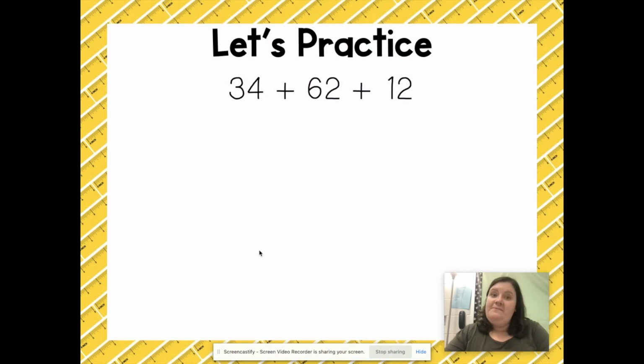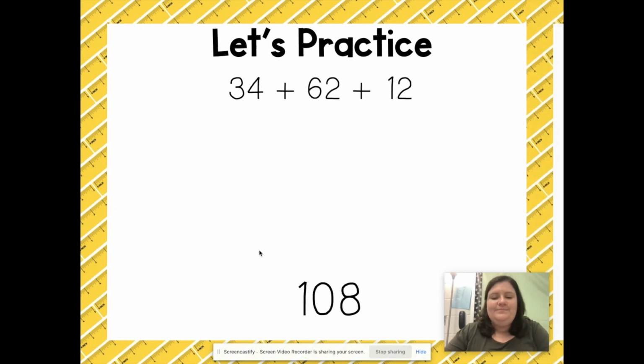We have 34 plus 62 plus 12. Again, I want you to go ahead and pause the video, and I want you to work out this problem using whatever strategy is best for you. Awesome, boys and girls. Are you ready to go over the answer? 34 plus 62 plus 12 is going to equal 108. Did you get the same answer as me? Awesome. Let's go ahead and do the next one.